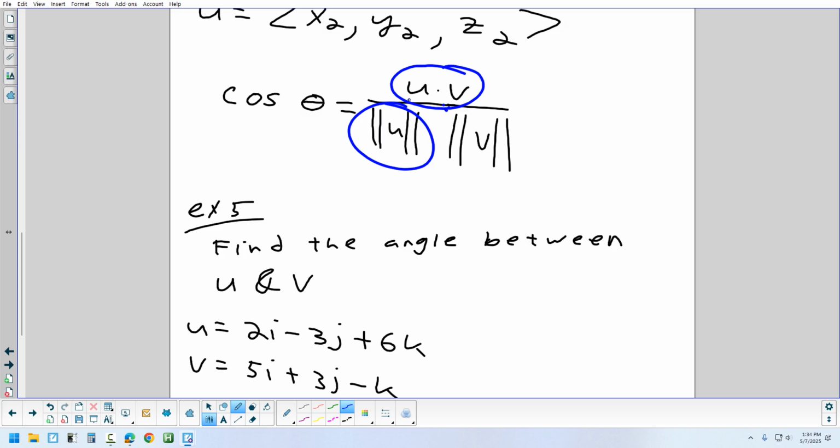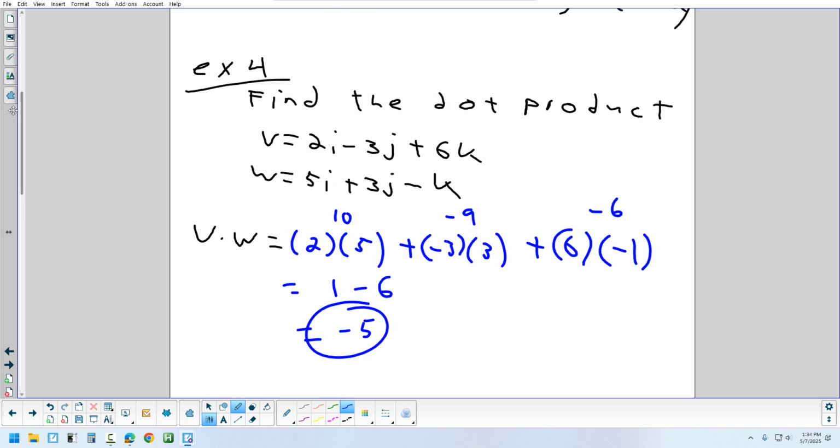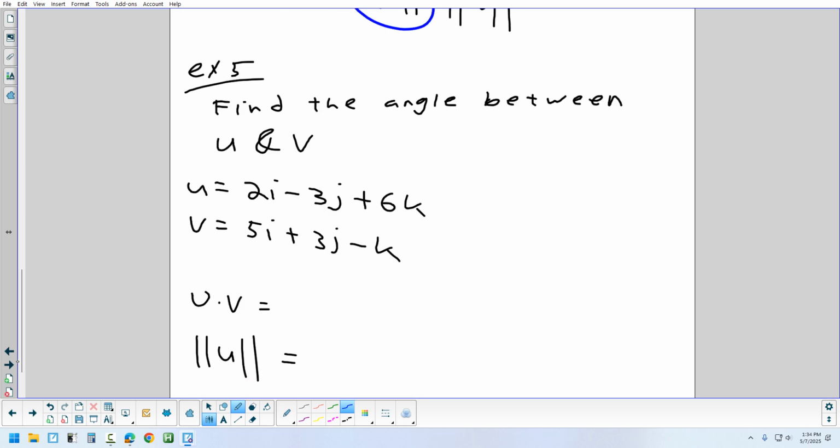Can you scroll back up for just a second? Yeah, and I'm going to use the same two vectors we did before because we already have part of it done. So 2, -3, 6. The dot product is -5. Just make sure they're the same: 5, 3, -1. Yes, they are the same. So we've already got the dot product. So u and v together is -5. I thought u or v was -5. Nope, the dot product is -5.